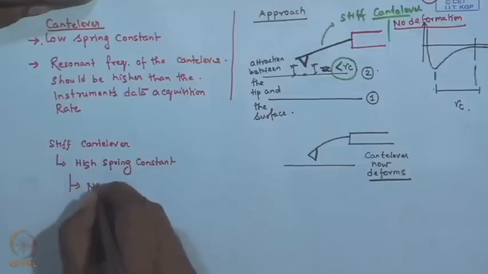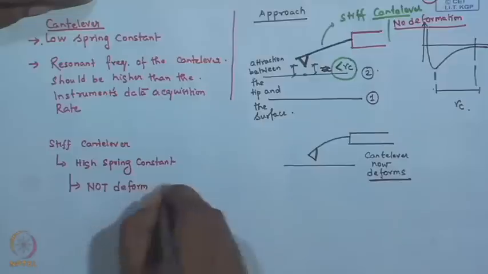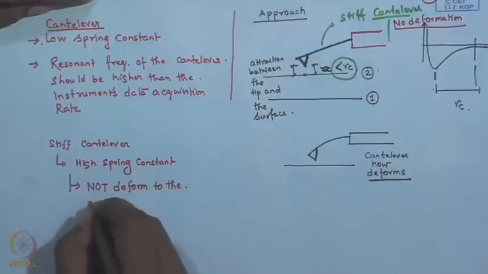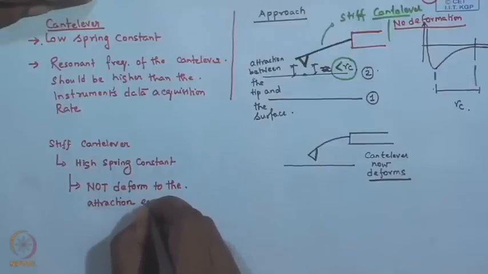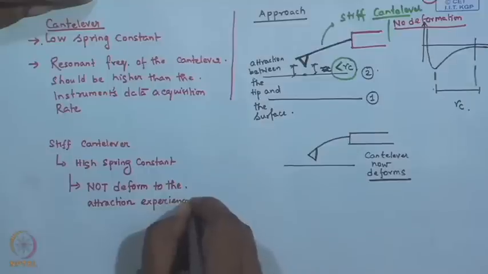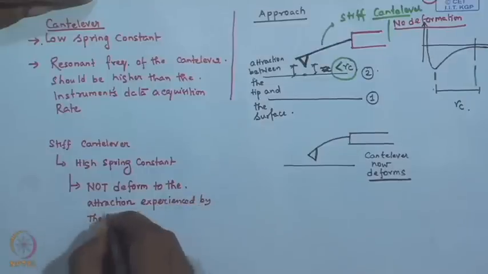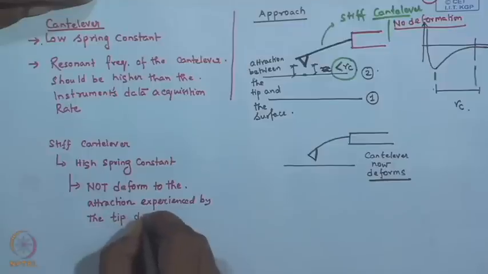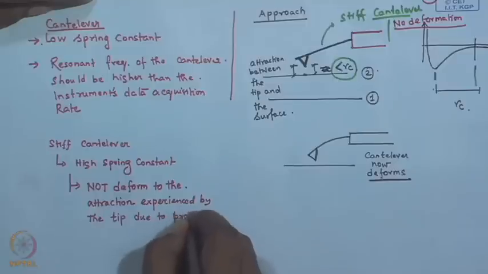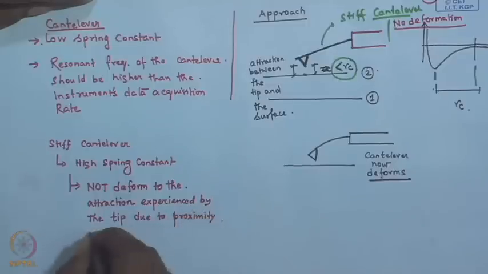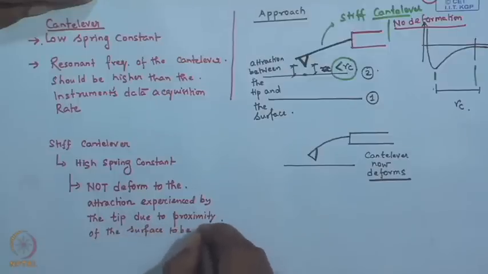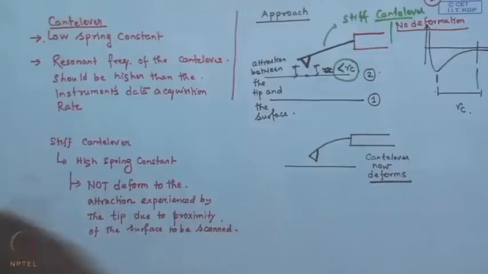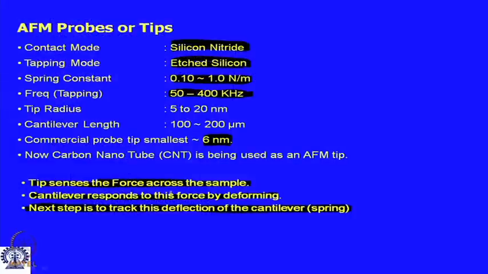It will not deform to the attractive forces experienced by the tip due to proximity of the surface to be scanned. Therefore, it becomes extremely important to have a cantilever that has the appropriate spring constant so that it deforms to these attraction forces.